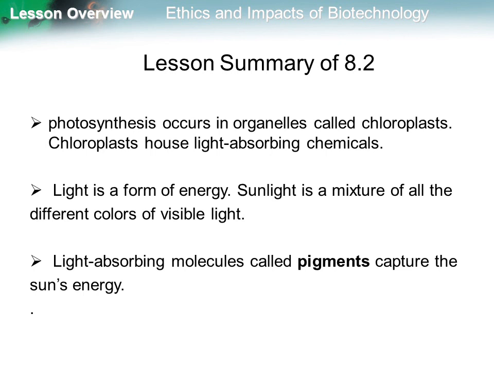Well, now let's see the lesson summary of Chapter 8, Lesson 2. Photosynthesis occurs in organelles called chloroplasts, and chloroplasts house light-absorbing chemicals. Light is a form of energy. Sunlight is a mixture of all the different colors of visible light.